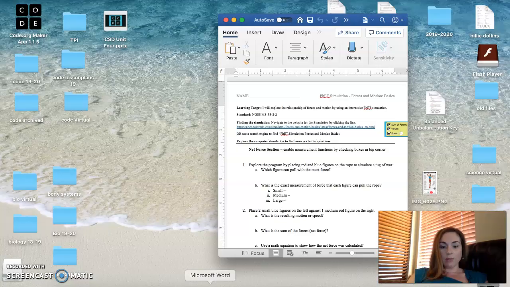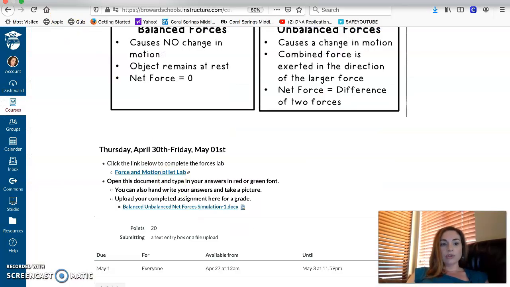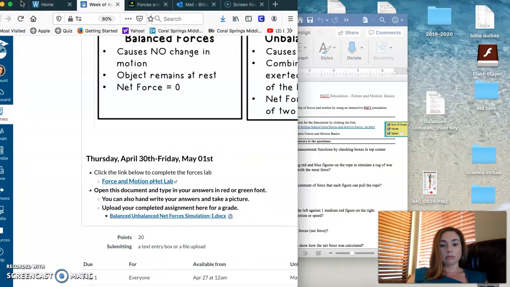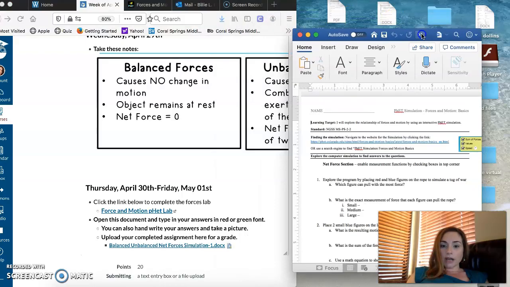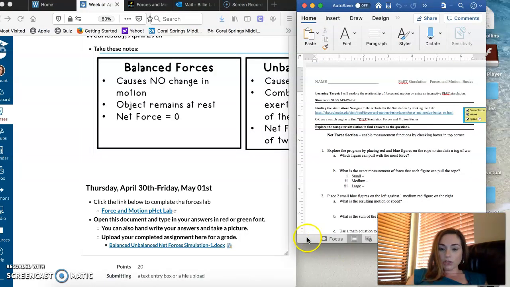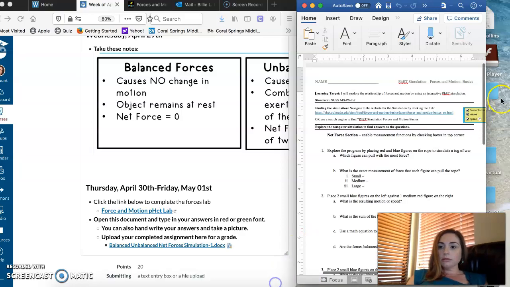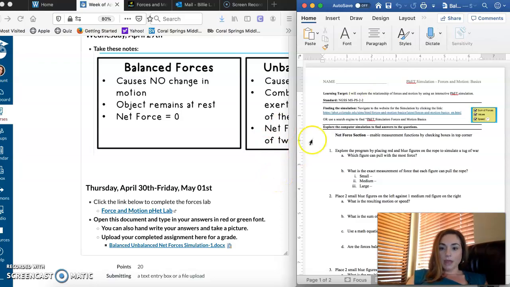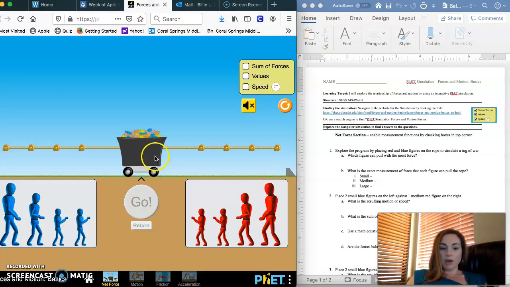So let's go ahead, and what I want you to do is have both screens open at the same time. You can do this by minimizing right up here in this corner. And then you can pull the documents side by side. You can even make this document a little larger so you can see it a little bit better. Okay, so these are the directions up here. But basically, you're going to have your lab open.